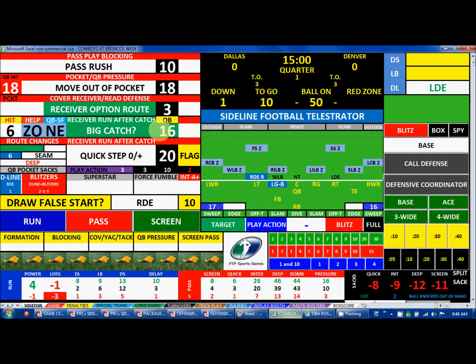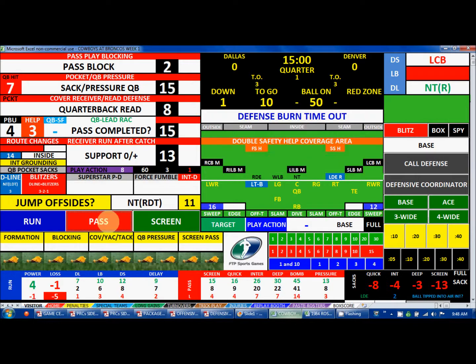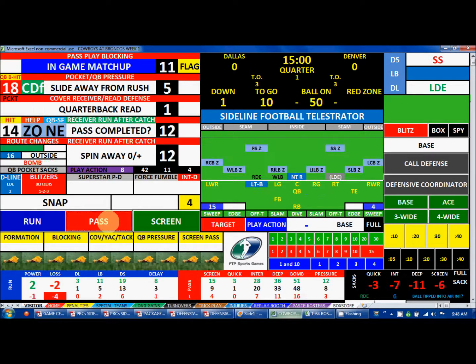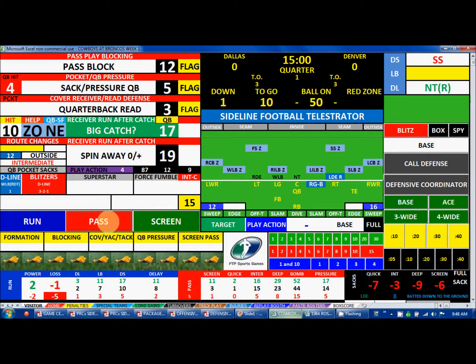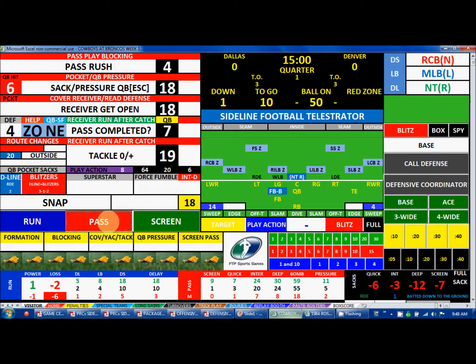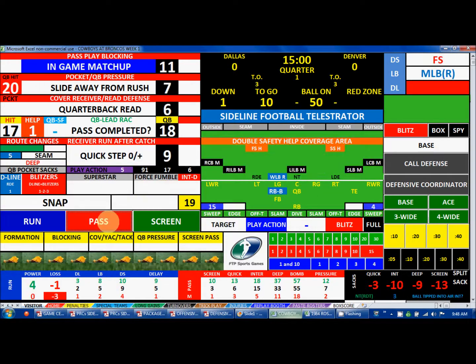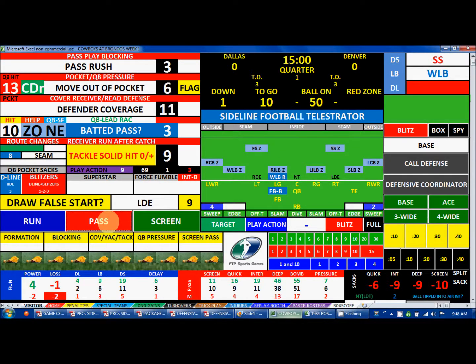That pops up. Possible incompletion. Does the receiver make a big catch? Again, all of this is explained rather explicitly in the instructions. Trying to get a blue number to pop up here. There we go, finally. So whenever thrown ball, whenever this pops up, that means there's a potential batted pass.